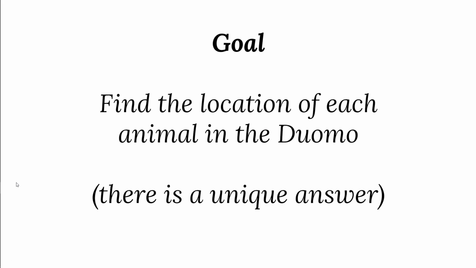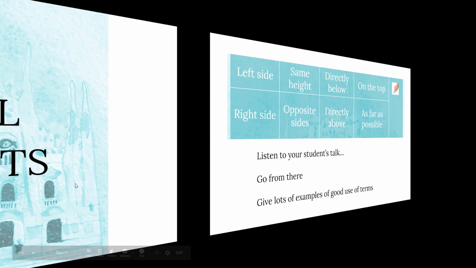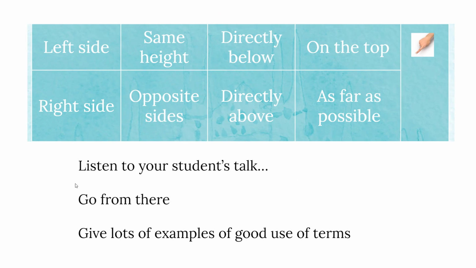And so the goal is to find the location of each animal in the Duomo. There is a unique answer, but you may not tell that to students yet. Some spatial concepts that are involved in this activity are the following: left side, right side, same height, opposite sides, directly below, directly above, on the top, as far as possible, and many others. Listen to your students talk, go from there, and then give lots of examples of good use of terms so that your students begin to use these mathematical terms.